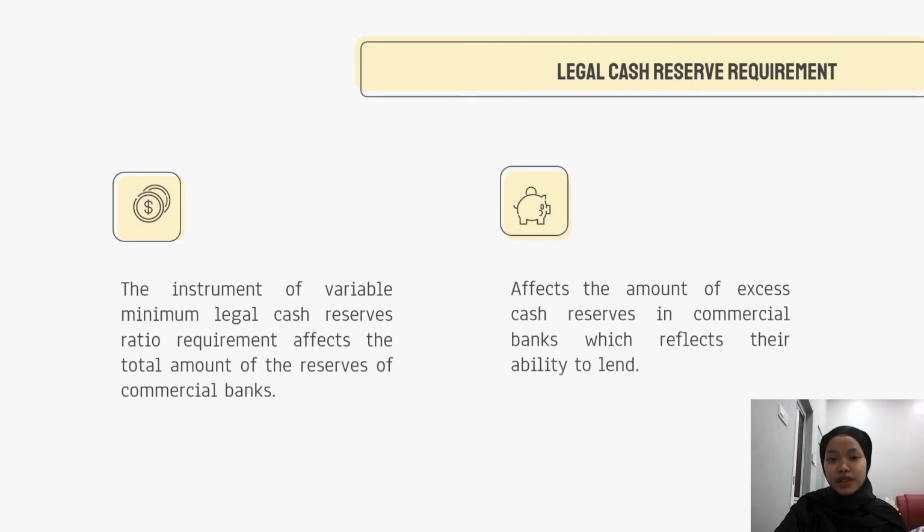Next is legal cash reserve requirement. The instrument of variable minimum legal cash reserve ratio requirement affects the total amount of the reserves of commercial banks. It also affects the amount of excess cash reserve in commercial banks, which reflects their ability to lend. So the central bank will decide on how much cash reserve will be kept in the commercial banks. If the central bank asks them to increase the cash reserve, the money in the economy will decrease. Therefore, inflation could be controlled.